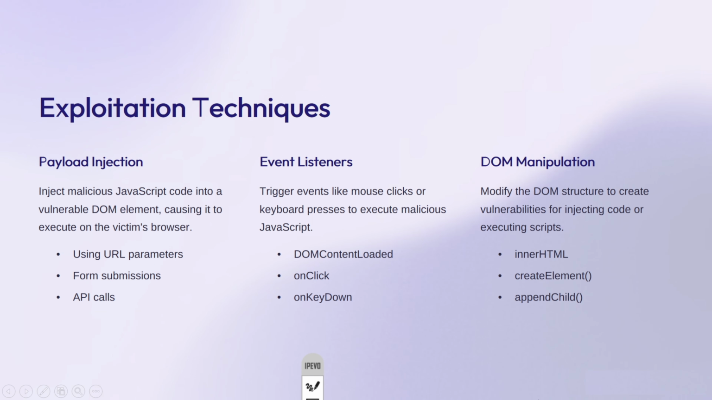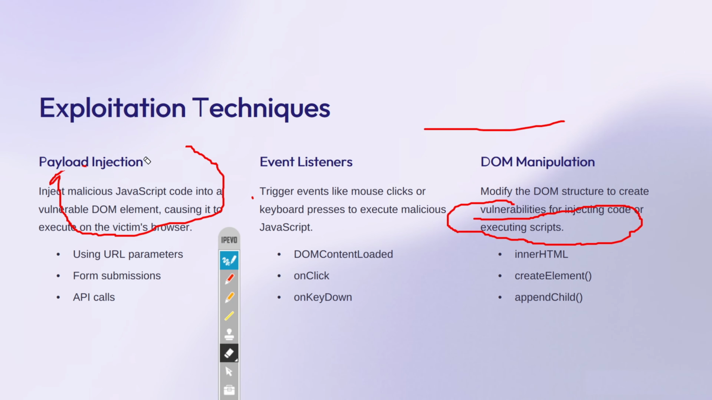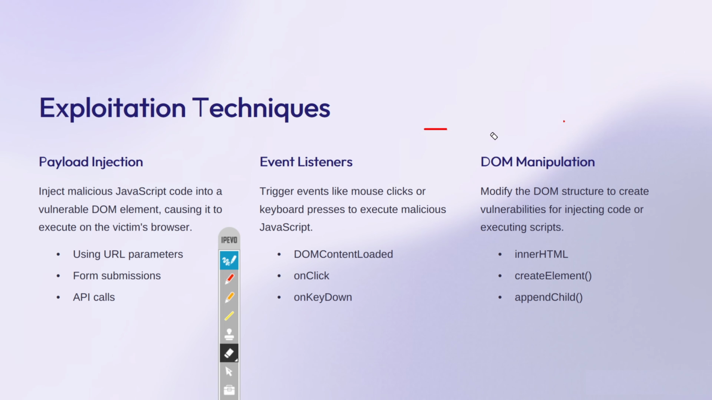Exploitation technique, again, payload injection. First you need to identify where this functionality or bug is. Once you identify it, you will do further enumeration and then exploit it. You inject JavaScript code into a DOM element, causing it to execute on the victim's browser. Event listener, DOM manipulation.